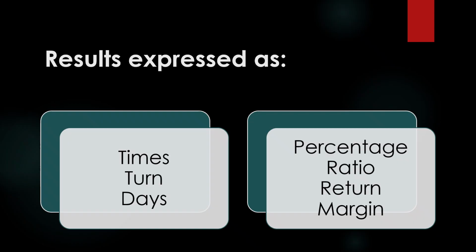So results are expressed as either the number of times or the number of turns an inventory makes, the number of days, days payable, days receivable, days sales. So it can be expressed as a number, or it can be expressed as a percentage, a ratio, a return is expressed in percentages. Margins are expressed in percentages.